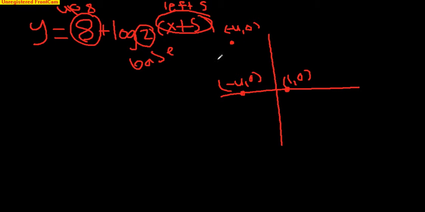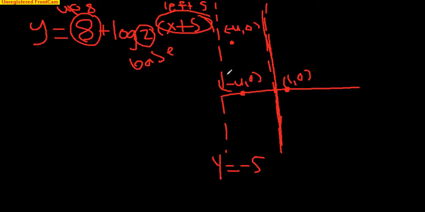Now we have to find the vertical asymptote. The vertical asymptote always starts right here, at the y-axis. Then we would go left 5. So we go over here and then left 5. And our vertical asymptote would be at x equals negative 5. Okay, so that we have there. And then we would have to draw the graph.